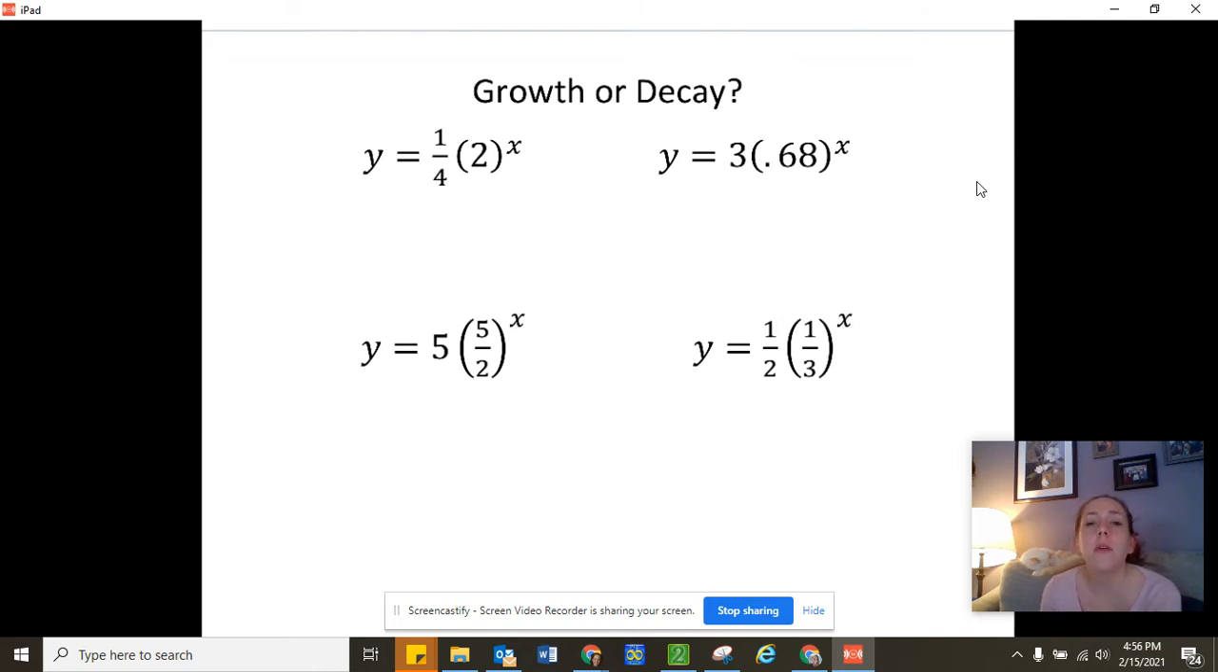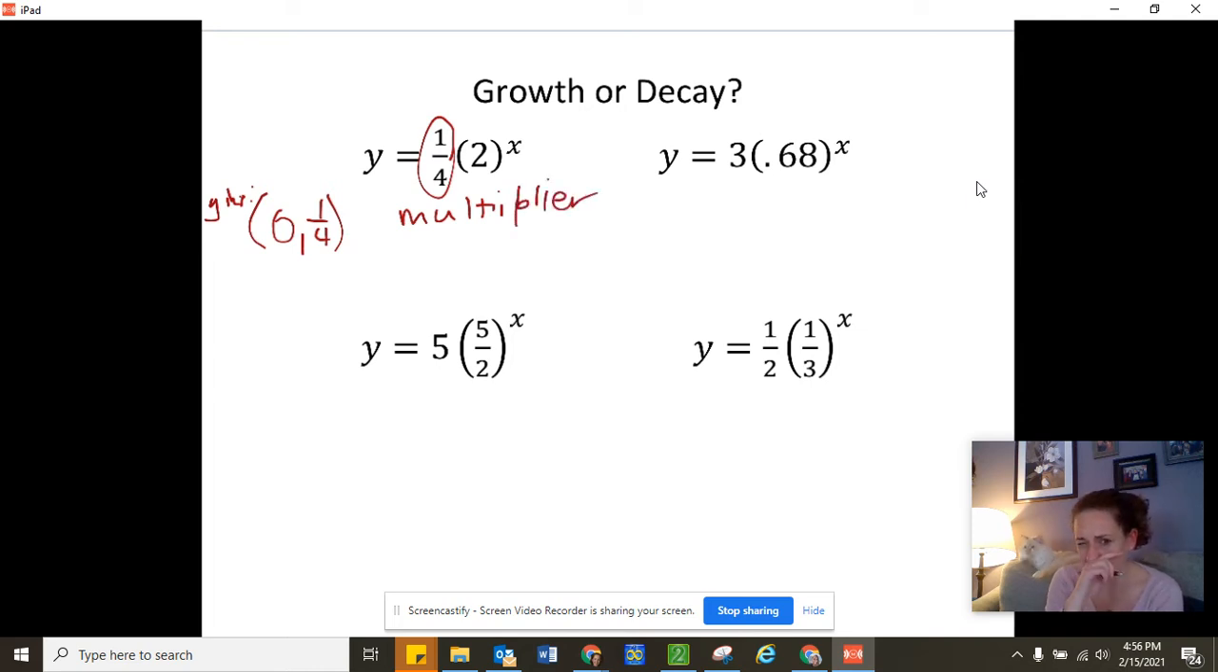So for this, by looking at the equation, you should be able to tell if it is growth or decay. So first off, like I said, A is my y-intercept. So my y-intercept would be the point 0, 1/4. That's my y-intercept. My multiplier, sorry, my handwriting's horrible right there. Multiplier is 2, which is a number bigger than 1. So that is going to be growth.